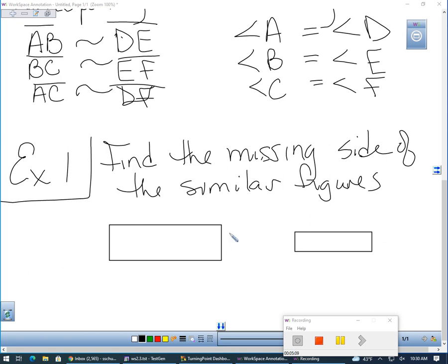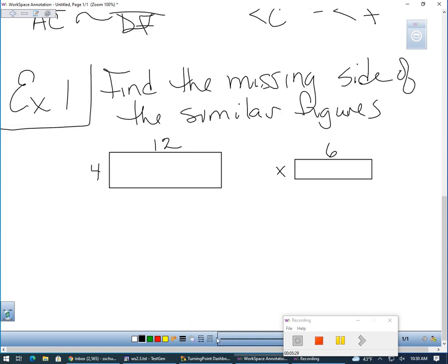All right. So in our first rectangle here, let's say that this side is 12 and this side is 4. And over here on our smaller one, this side is 6, and I want to know what the smaller side is here. Okay? Just like we did in our homework last night, we need to make sure we set up our two ratios exactly the same order. Okay? So we are going to start and go big over small every time so we don't get mixed up.